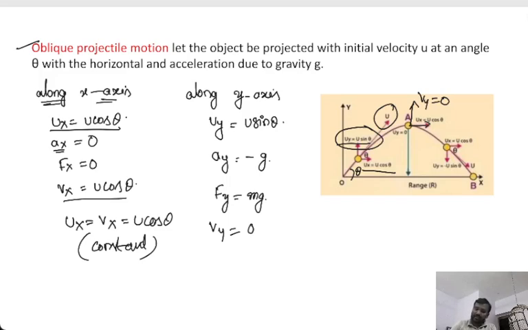Now you observe that initially the vertical velocity is uy is equal to u sin theta. At the final position, the highest point, Vy is equal to 0. That means the initial and final velocities are not equal, so uy is not equal to Vy. So it is not constant. One more point to remember in this chapter: air resistance is negligible. At the same time, the acceleration due to gravity is treated as constant along its path.